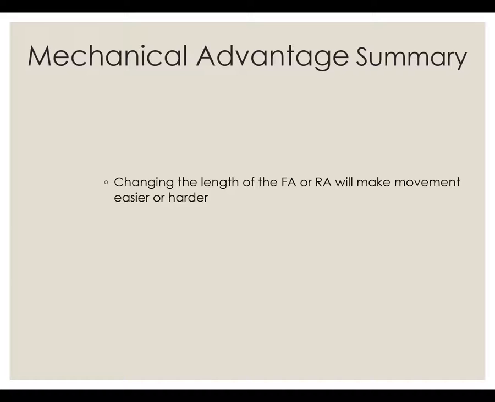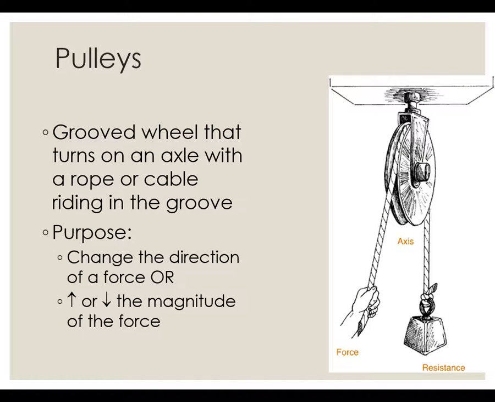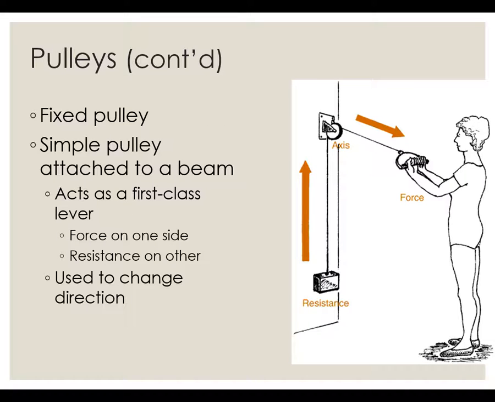Okay, this is the last section, pulleys. A grooved wheel that turns on an axle with a rope or cable riding in the groove. The purpose is to change the direction of a force or increase or decrease the magnitude of the force. Go through this in your book as well. Make sure you read some of the examples here. I'm just going to quickly touch on a few things, but I want you all to really look in detail in your book. We don't typically test on a lot of this part of the information. It's more about determining these levers.